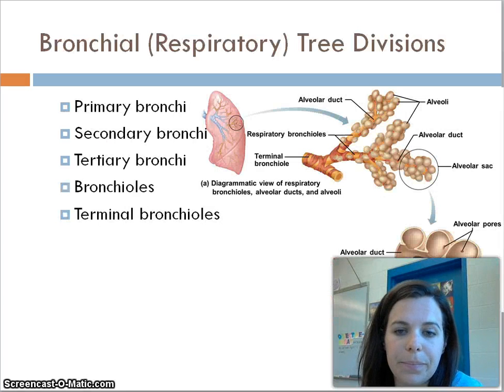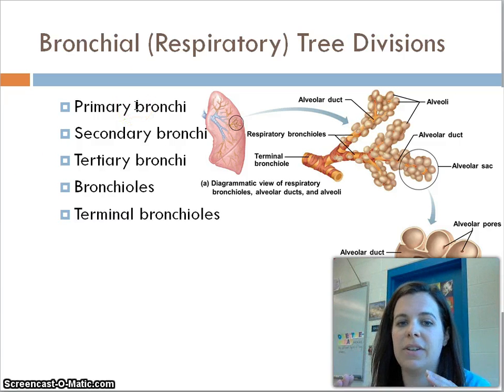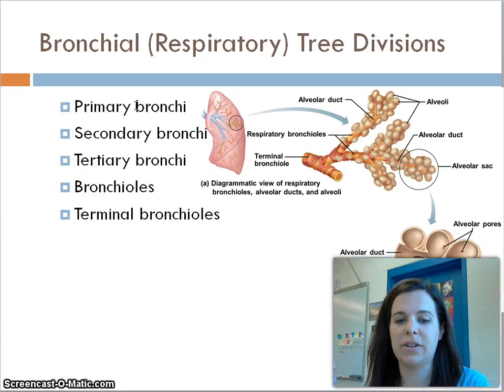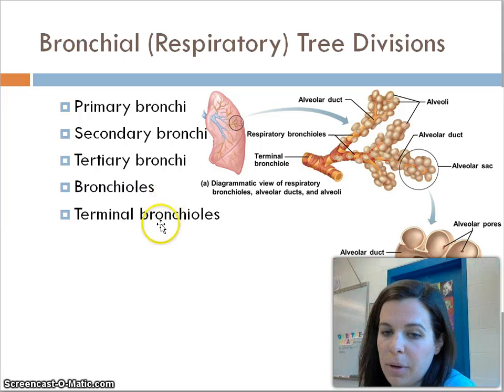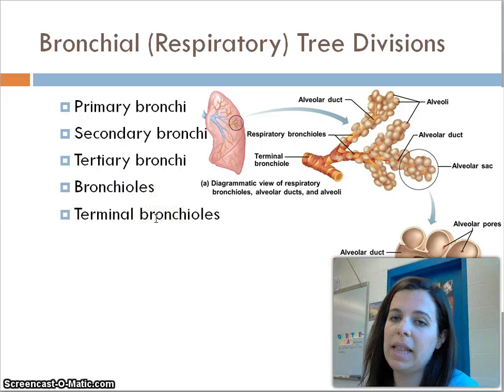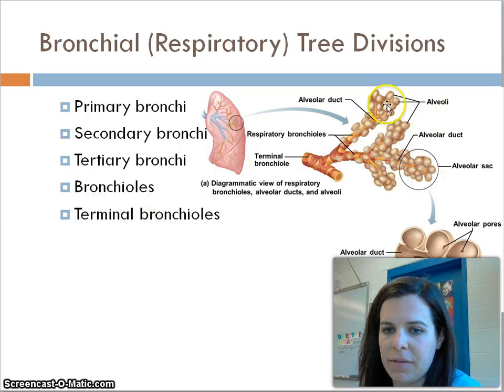lobes. So as the bronchi keep dividing within the lungs, you get your primary bronchi, which would be the first division, secondary, which is the second division, and tertiary, which is the third. And then we go into bronchioles as well as terminal bronchioles. So terminal bronchiole is right at the end of one of those bronchioles. You can see a picture of that here.